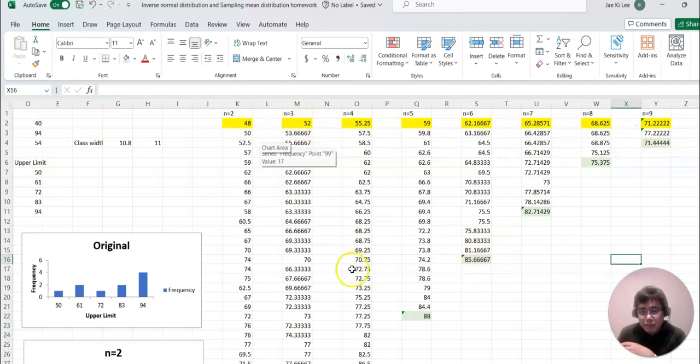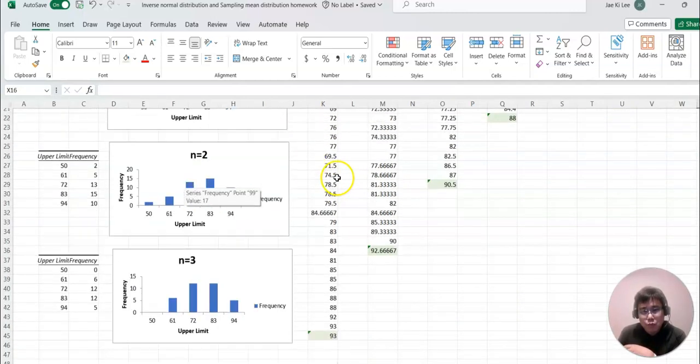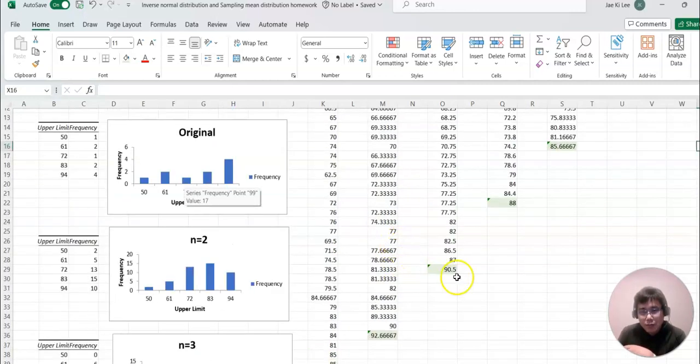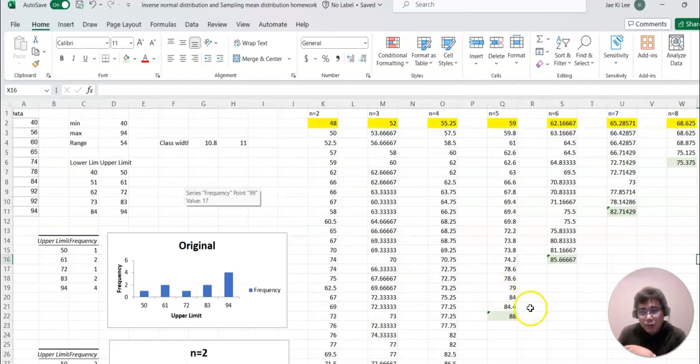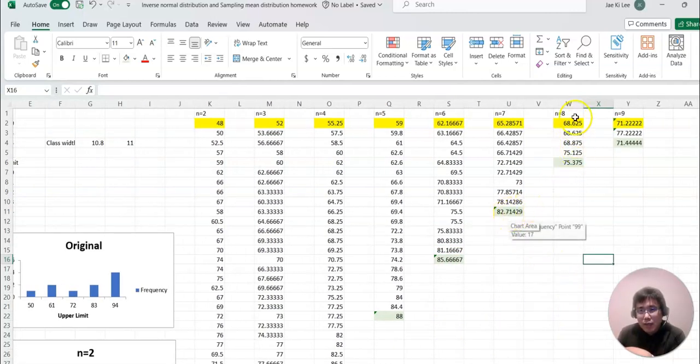And now what about the maximum here? The original was 94, but now n equals 2 is 93, n equals 3, 92.67, n equals 4, 90.5, n equals 5, 88, n equals 6, 85.67, n equals 7, 82.71, n equals 8, 75.38, n equals 9, 71.44, like that. Okay, so which means whenever the sampling mean distribution increases more and more, the data gathers to the center more and more.